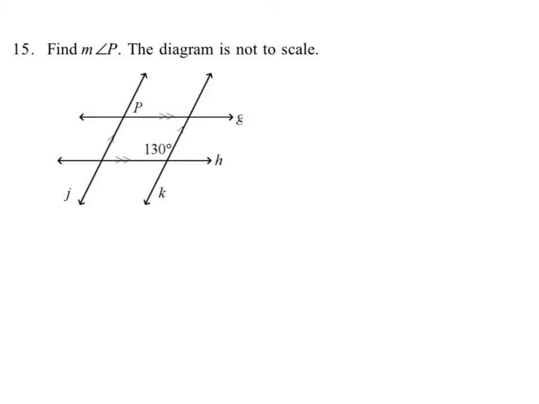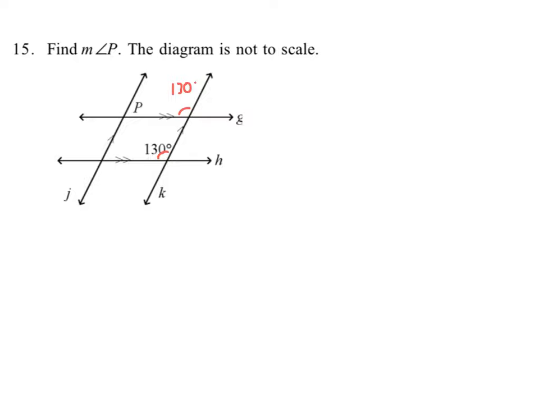This one's a little bit more fun because there's multiple things going on here. Okay, but we've got two sets of parallel lines, G and H, and J and K. So I'm going to fill out what we know. And actually I'm going to do it in the shortest possible steps. I'm going to say that if this is 130 degrees, then this corresponding angle right here is also 130 degrees.